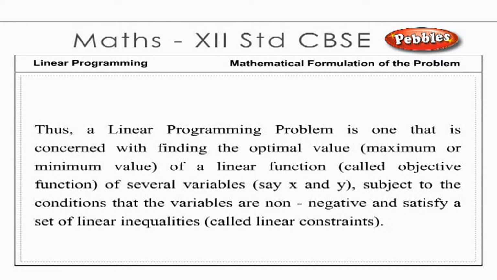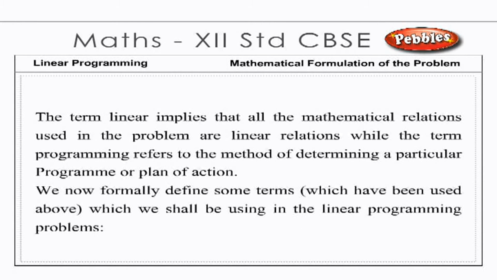Thus, a linear programming problem is one that is concerned with finding the optimal value, maximum or minimum, of a linear function called the objective function of several variables, say x and y, subject to the conditions that the variables are non-negative and satisfy a set of linear inequalities called linear constraints. The term linear implies that all the mathematical relations used in the problem are linear relations, while the term programming refers to the method of determining a particular program or a plan of action.